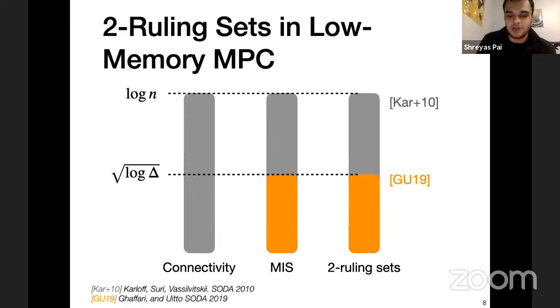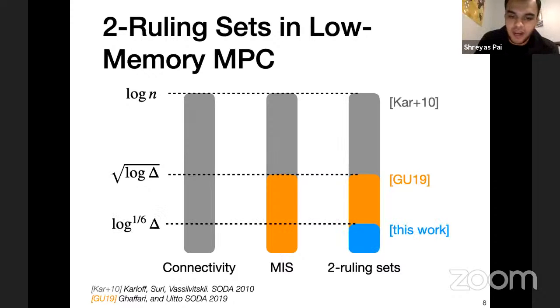For MIS and two ruling sets, perhaps surprisingly, we can do much better than this logarithmic runtime. We can break the logarithmic barrier to get a square root log delta round algorithm. And here delta is the maximum degree. And in this work, we know that for two ruling sets, in fact, we can do a lot better than what we can do for MIS. We show a log delta raised to 1/6 round algorithm.